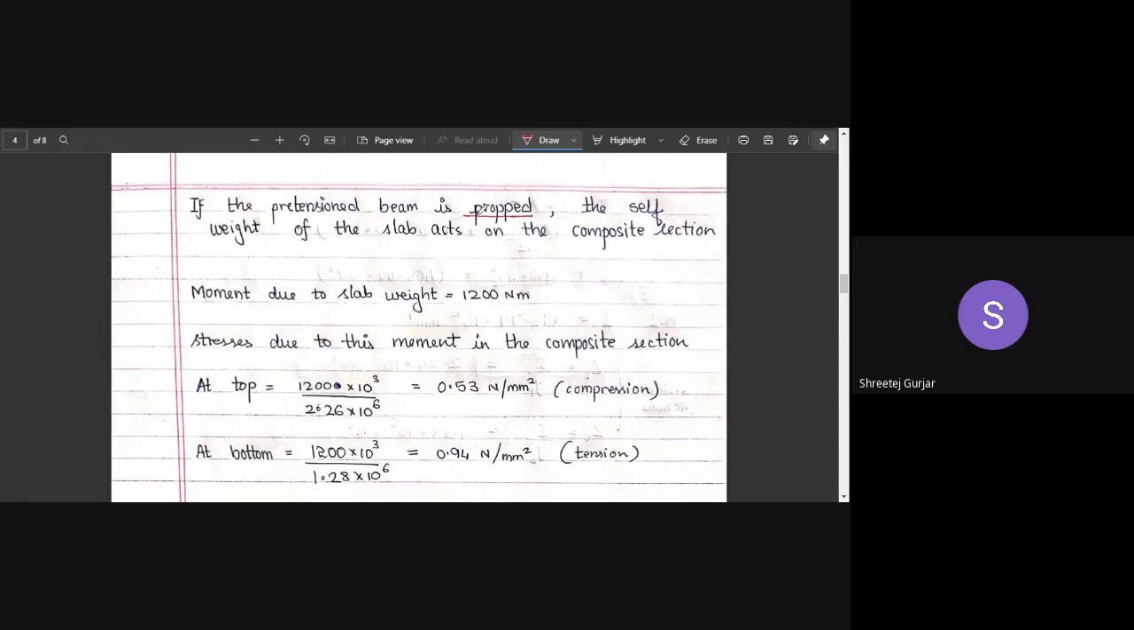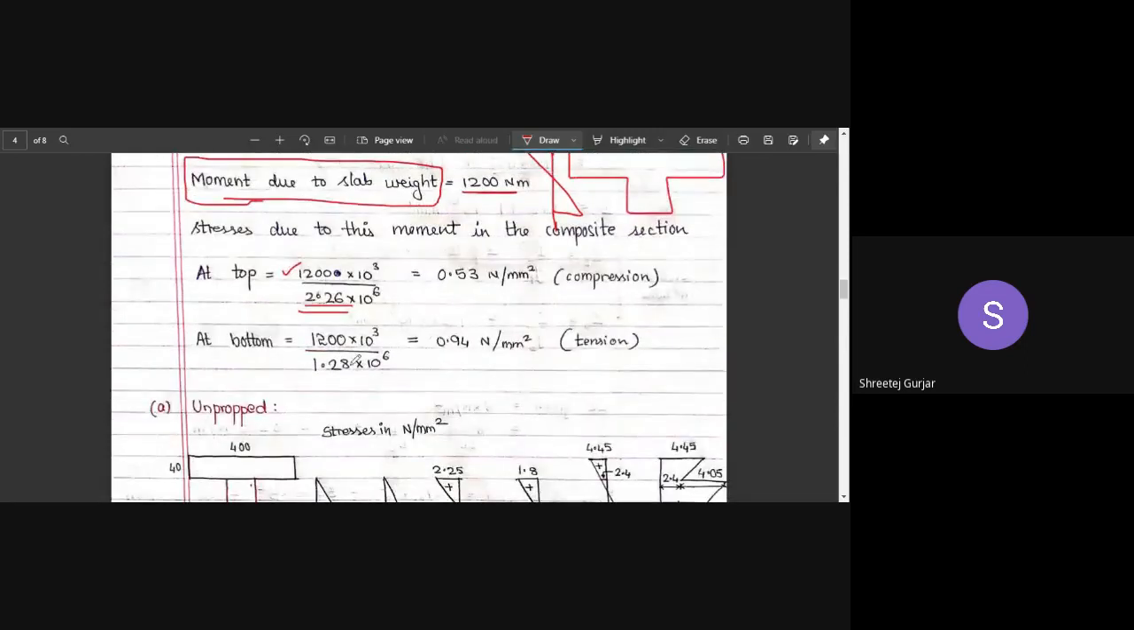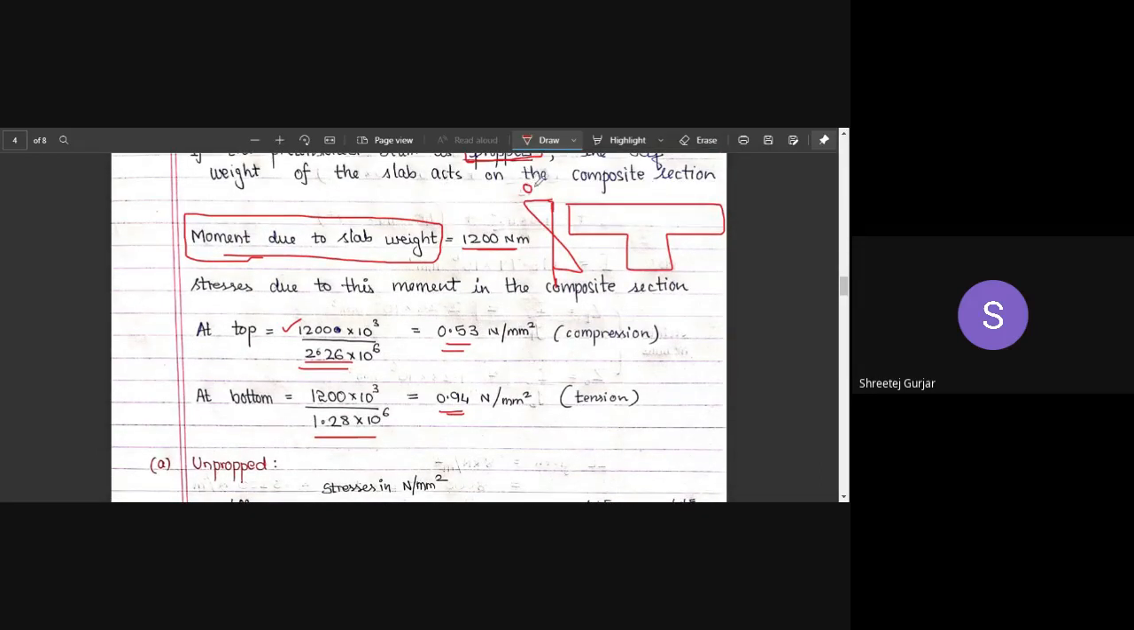Now, as I've told you, for a propped section, the moment due to the self-weight of the slab will be acting on the entire composite section, right? So the entire composite section has to be considered for this particular diagram. Right. So at the top it will be M by Z. The moment that we have calculated previously, 1200, divided by ZT and 1200 divided by ZB. With ZT and ZB we get different stresses, that is at the top 0.53 and at the bottom 0.94.